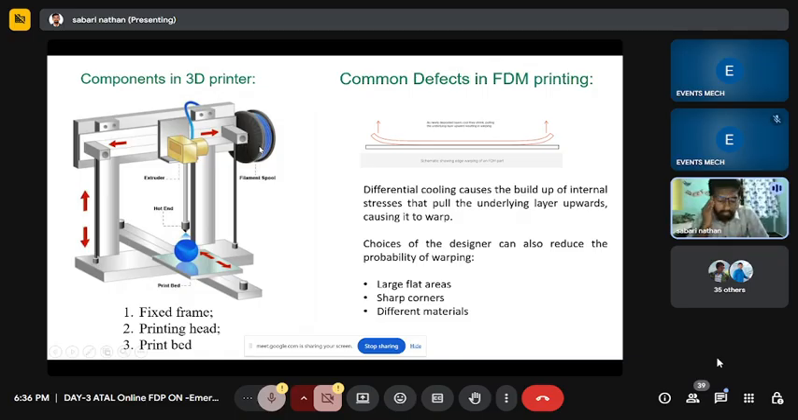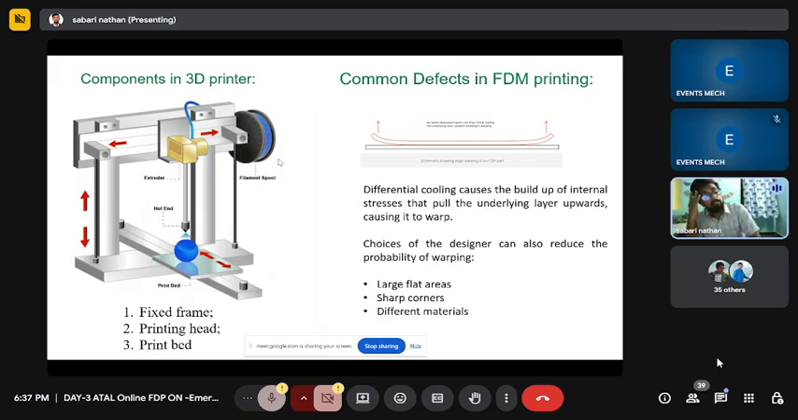So during the 3D printing process, there are some kinds of defects which can occur. One is called warpage. I will tell you about those things in the upcoming slides. I will show you with the images.